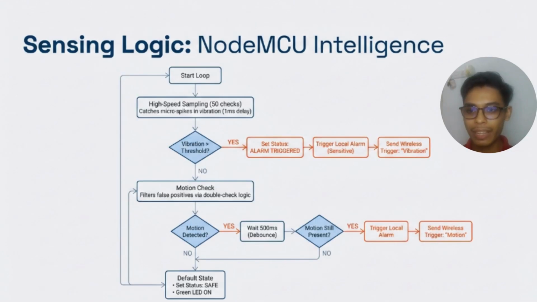This flowchart explains the sensing logic implemented on the Node MCU. The vibration sensor is sampled at high speed to detect short spikes caused by tampering. If vibration exceeds the threshold, the system immediately triggers an alarm. For motion detection, we apply double check logic to reduce false positives. So only sustained motion results in an intrusion trigger. When no intrusion is detected, the system remains in a safe state indicated by the green LED.